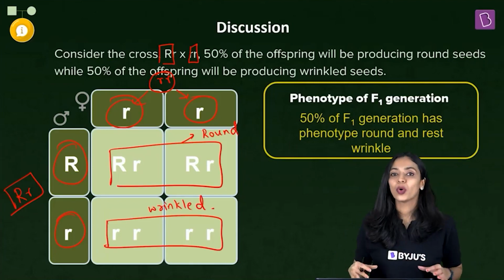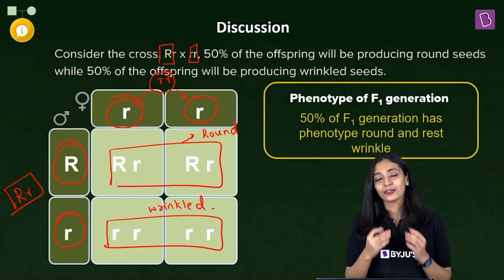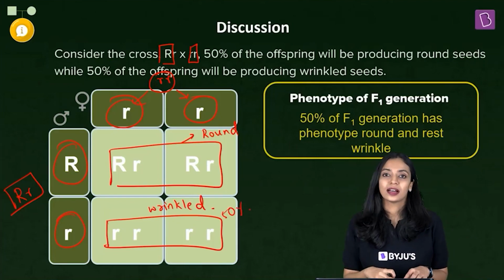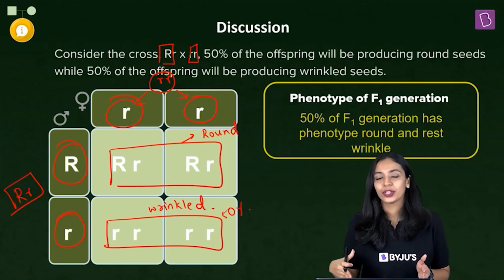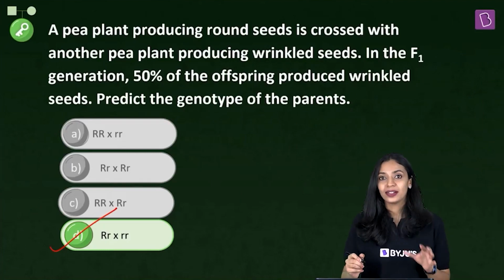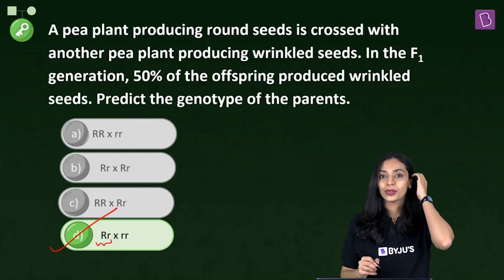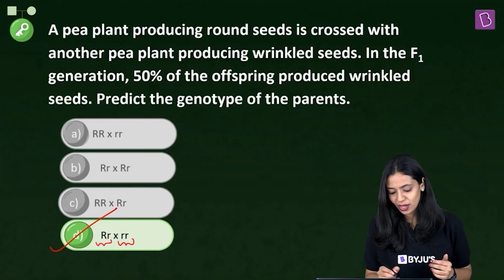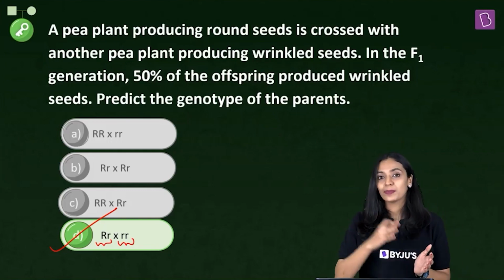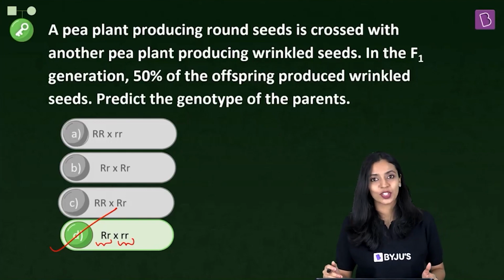As you can see, among 4, 2 are producing round seeds and 2 are producing wrinkled seeds, which essentially means that 50% of the resulting offspring is producing wrinkled seeds. Since this is in line with what is given in the question, the correct answer should be option D. If the plant that is producing round seeds has the genotype capital R small r, and the plant producing wrinkled seeds has the genotype small r small r, that is when you can get the F1 offspring that has 50% of plants producing wrinkled seeds. So the correct answer to this question is option D.